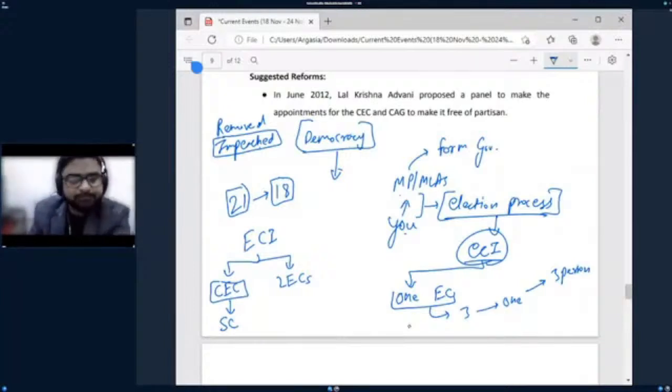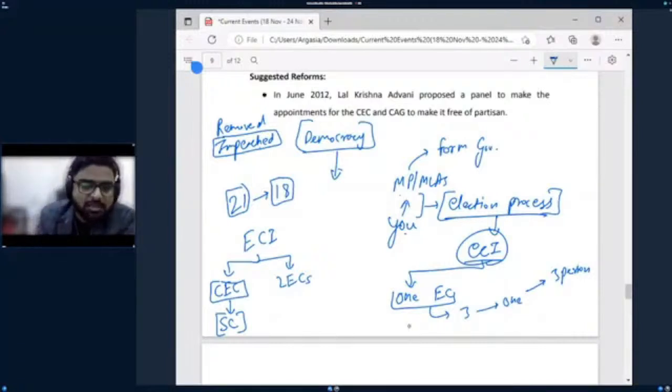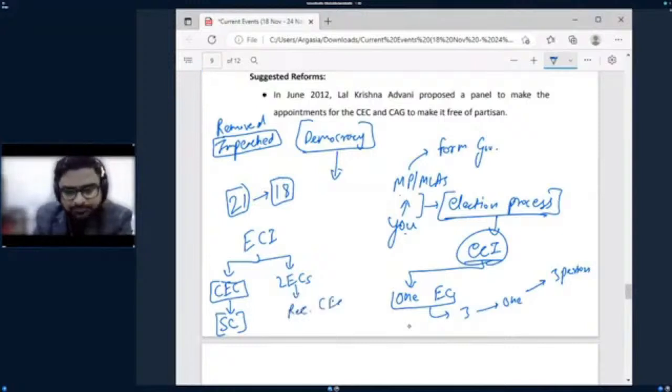So let's come back. CEC. CEC is removed like a judge of the Supreme Court, and removal of a judge of the Supreme Court is a very strict process. You can understand the significance: not even a single Supreme Court judge in 72 years of India's constitution has been removed. That's how strict the process is. ECs can be removed on the recommendation of the CEC.